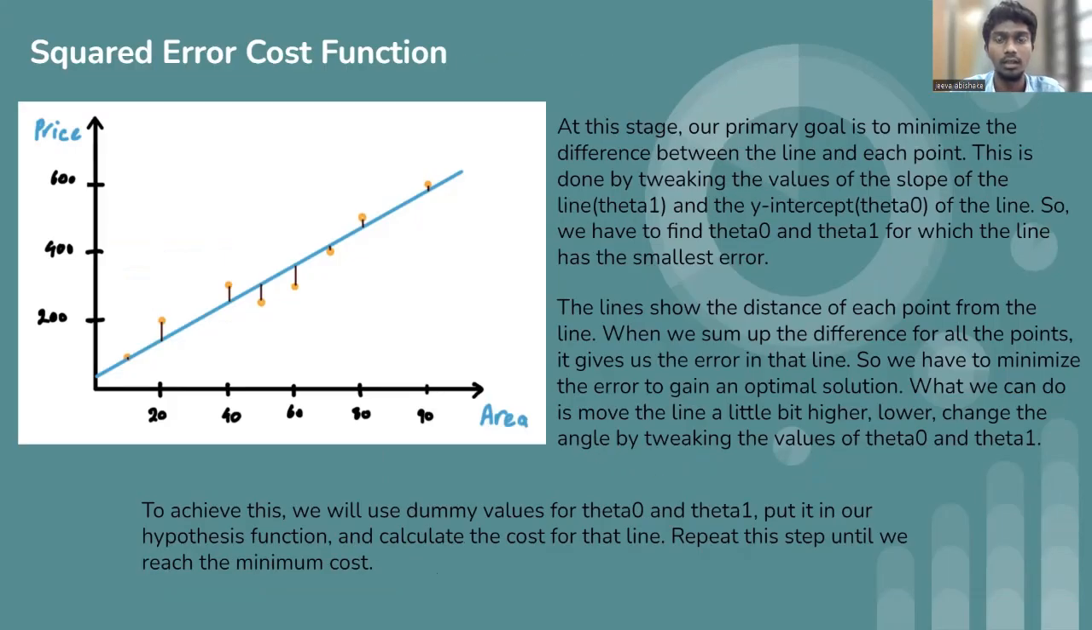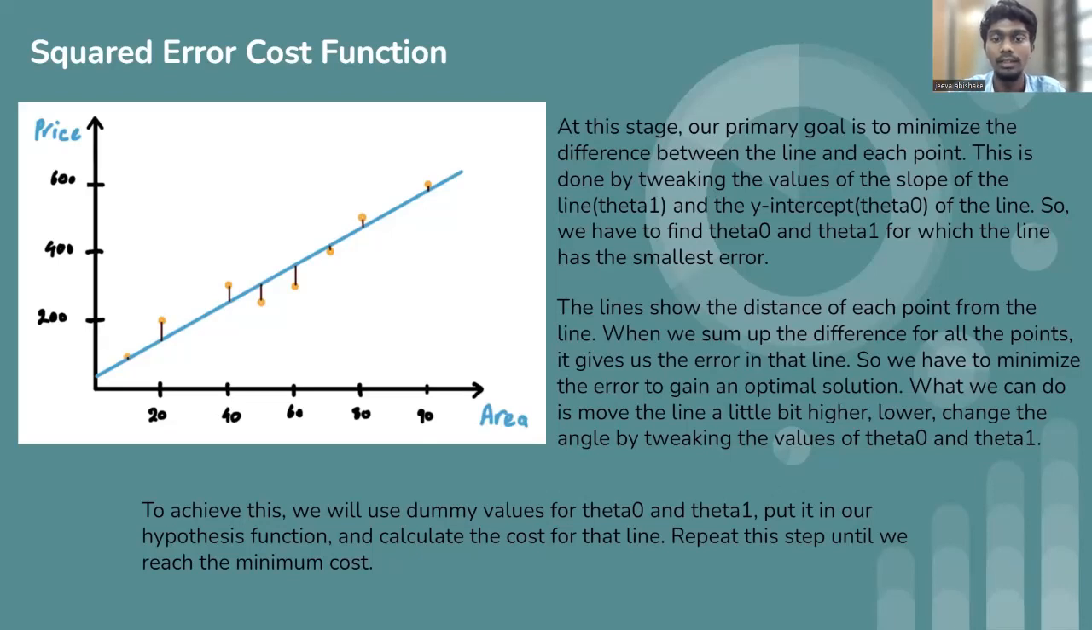Squared error cost function. At this stage, our primary goal is to minimize the difference between the line and each point. This is done by changing the values of the slope of the line, which is theta 1, and the y-intercept, theta naught, of the line. So we have to find theta naught and theta 1 for which the line has the smallest error. The line shows the distance of each point from the line. When we sum up the difference for all the points, it gives us the error in the line. So we have to minimize the error to gain an optimal solution.